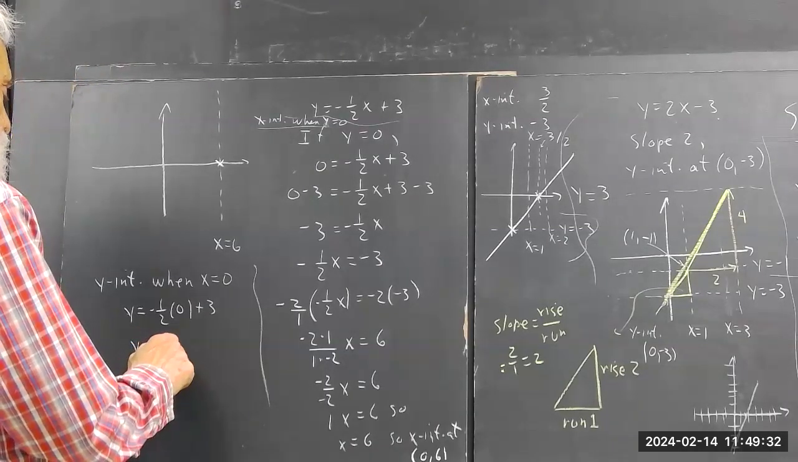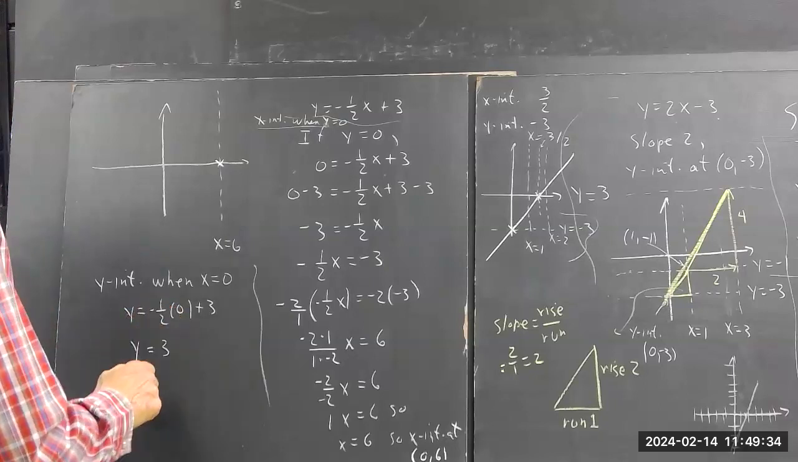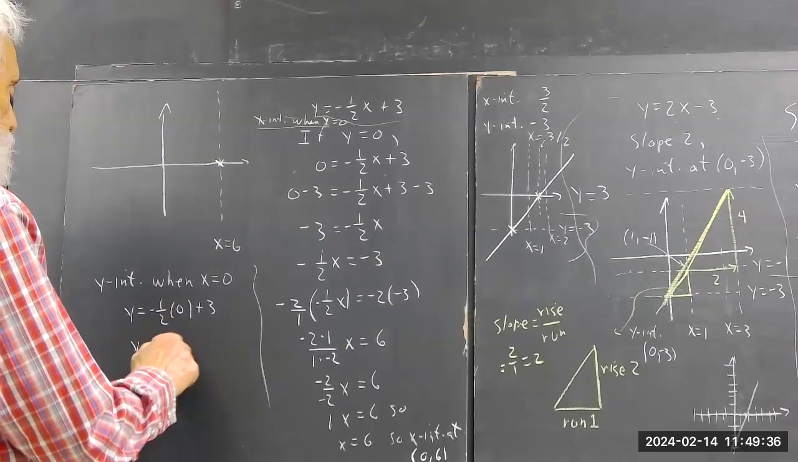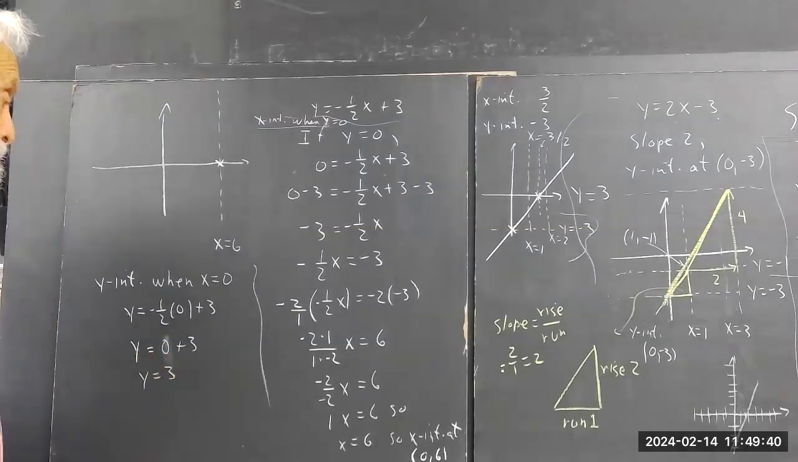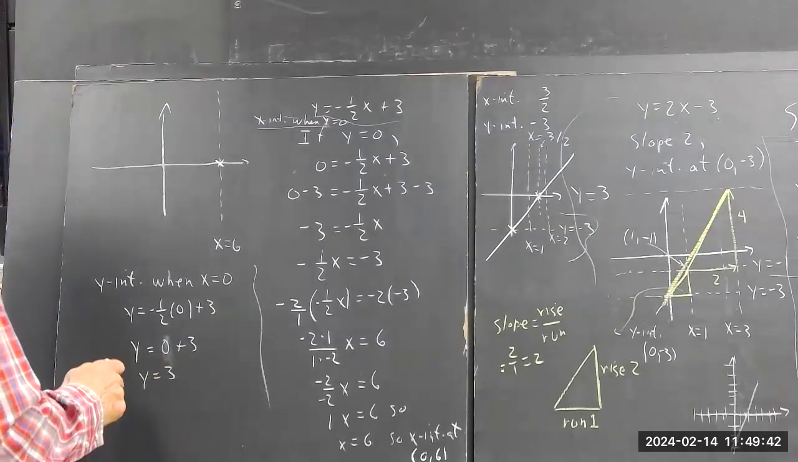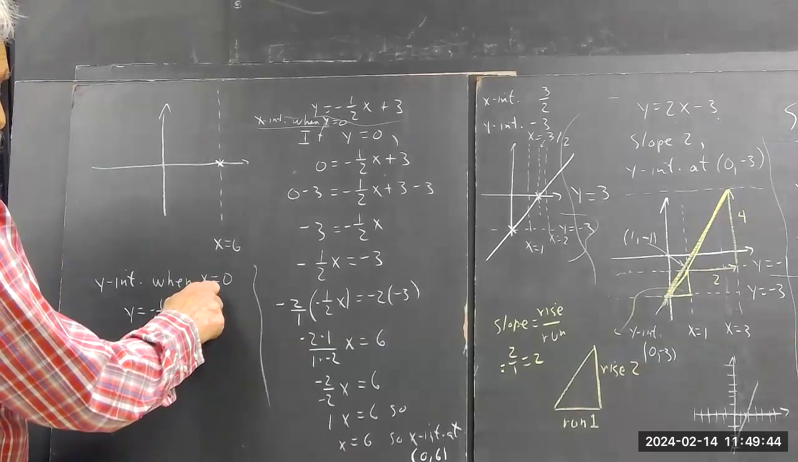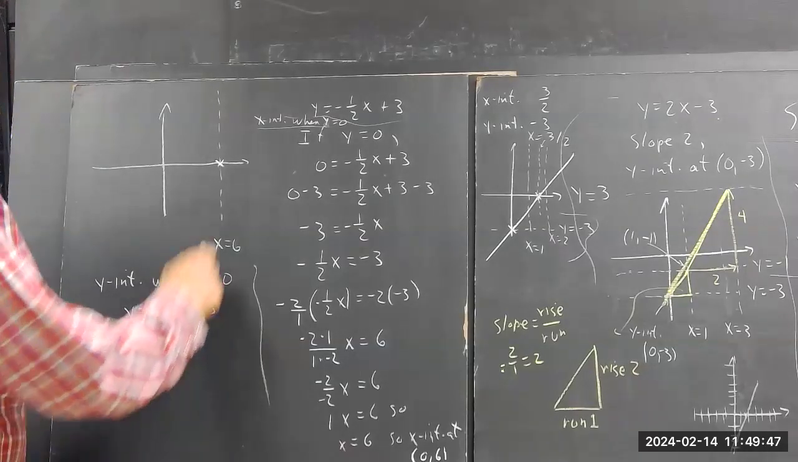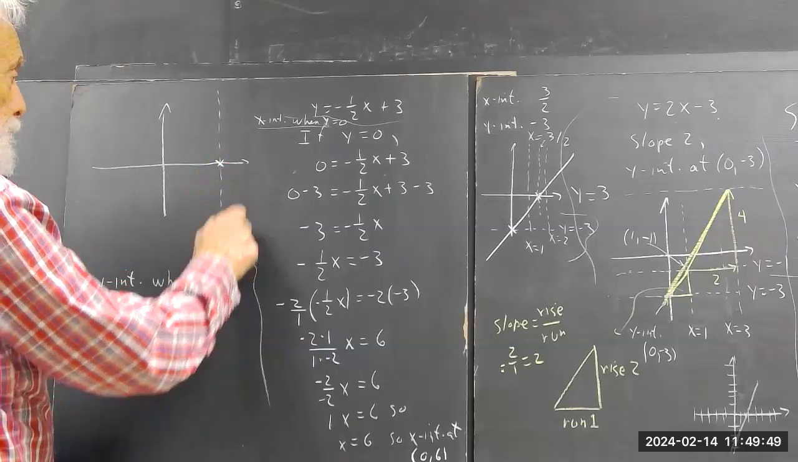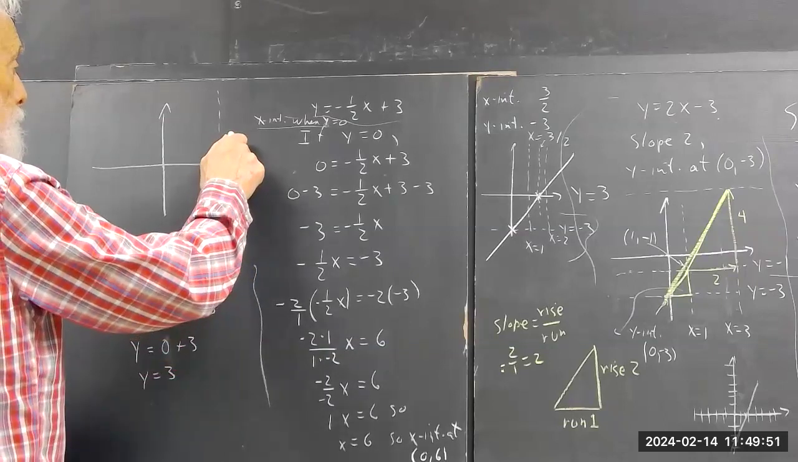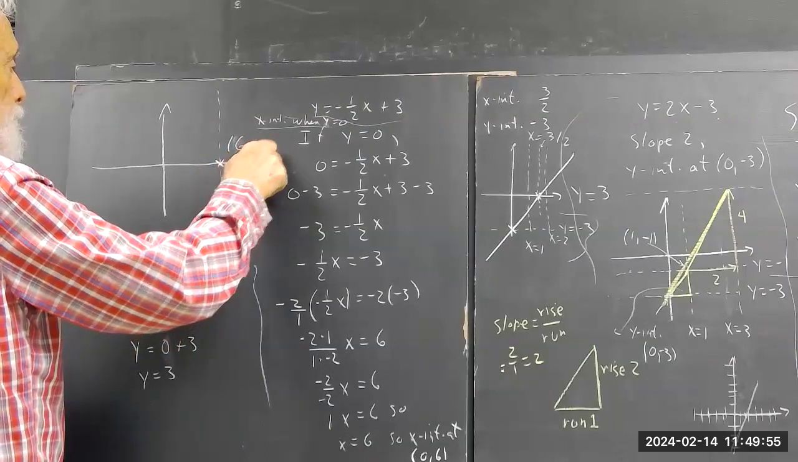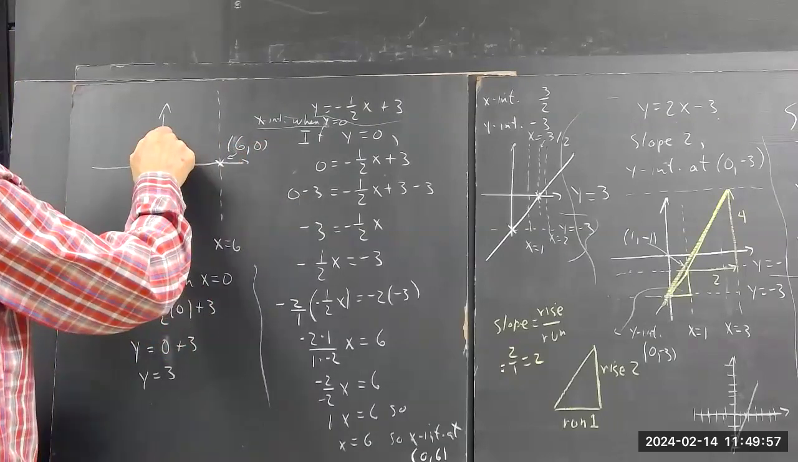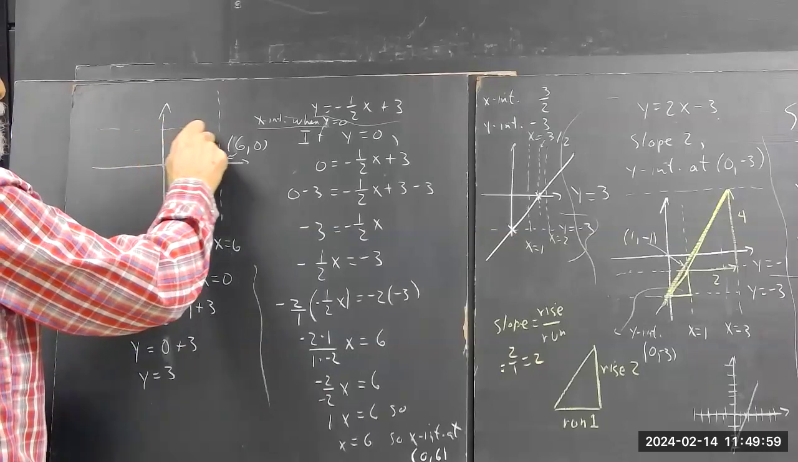Okay, so well, y equals 3 then, because 1/2 of 0 is 0. Let's just do 2 steps, 0 plus 3. So y equals 3. So now we have the point where x equals 0 and y equals 3. This is the point where y equals 0 and x equals 6. So I'll label it (6, 0). And I'll label this point, well, I'm going to put y equals 3 here.